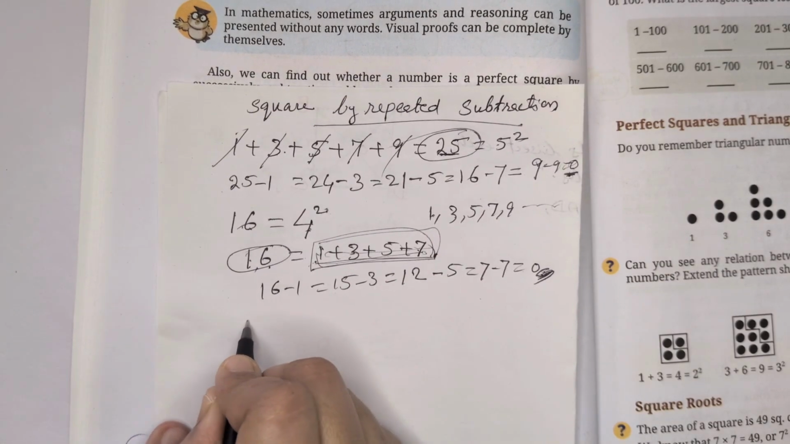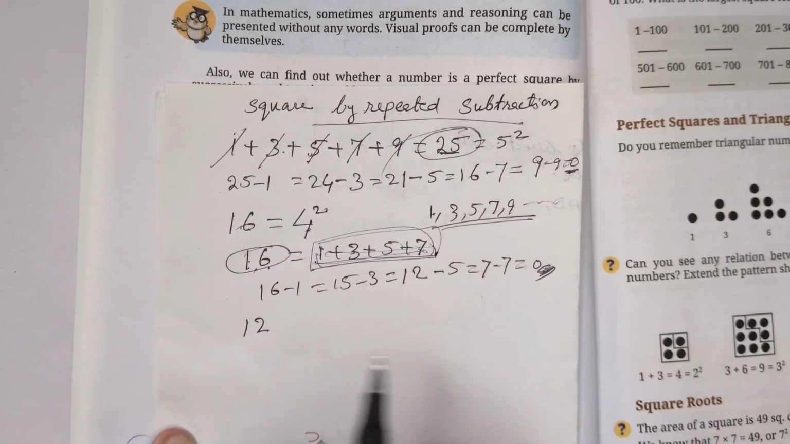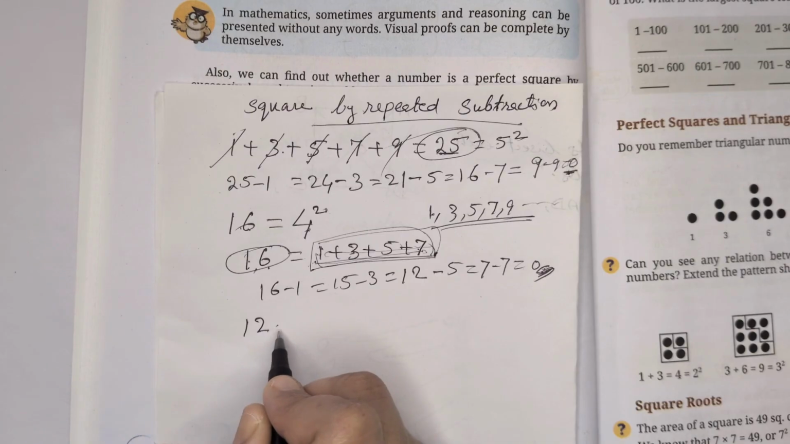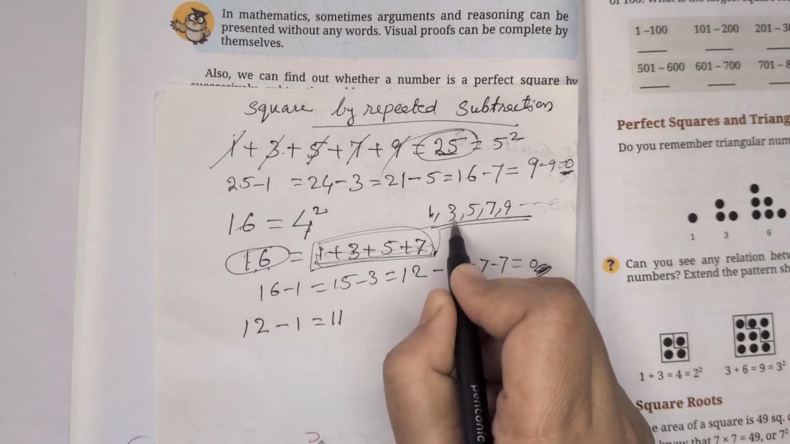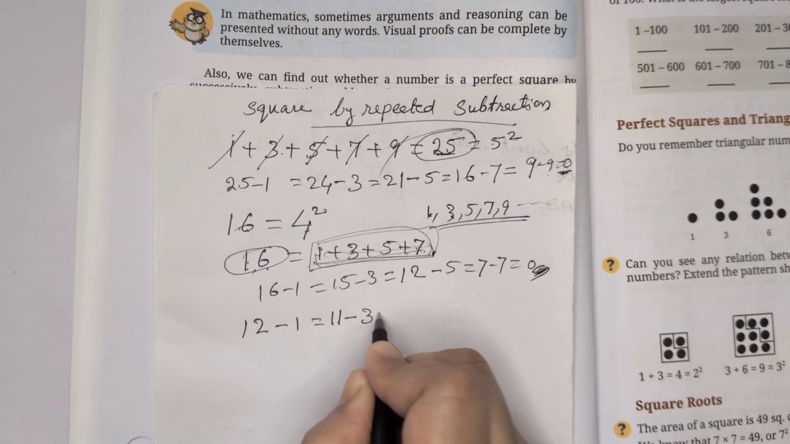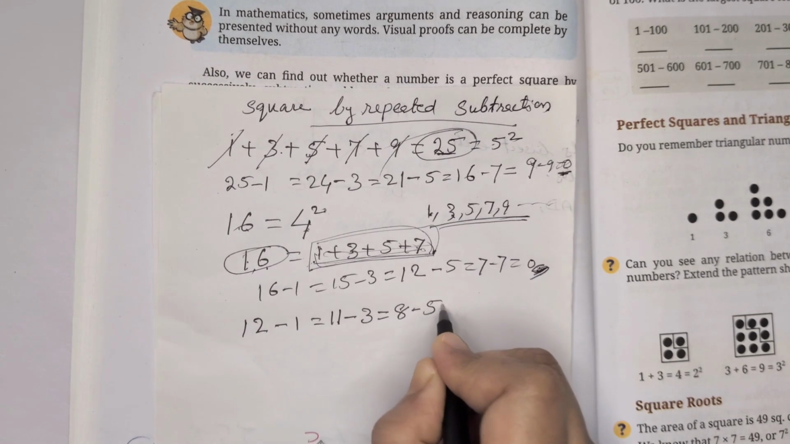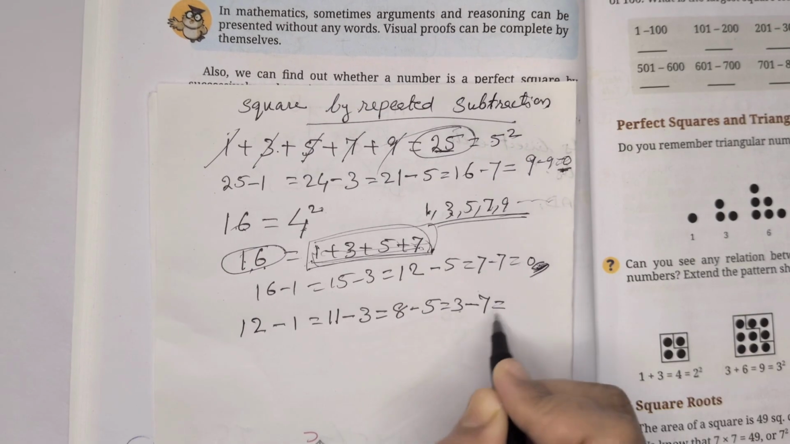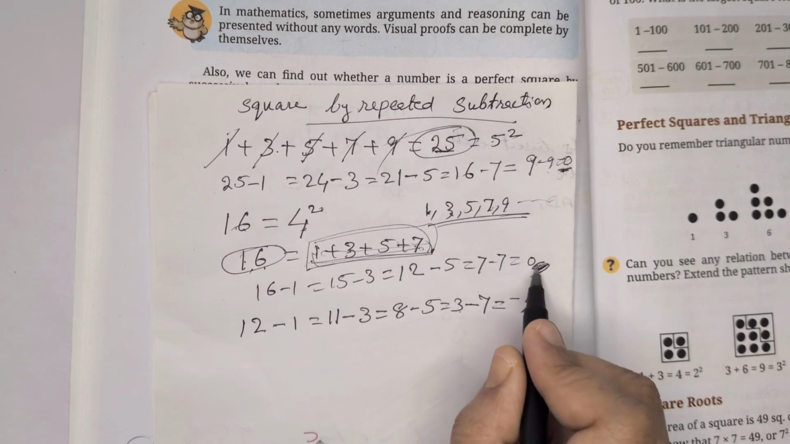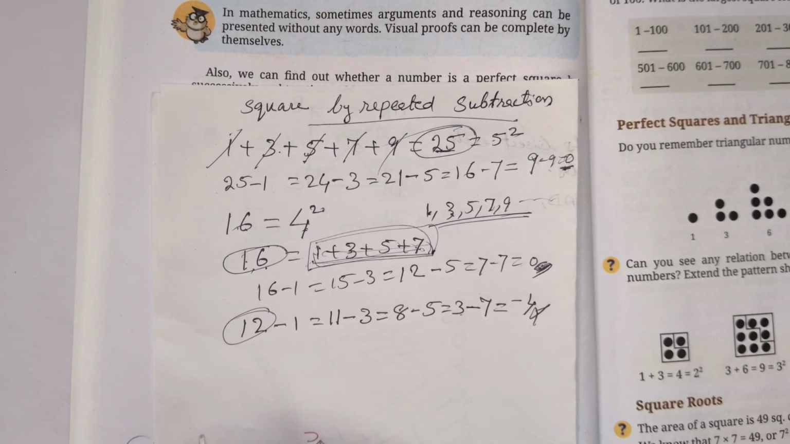Another example, if we are taking 12, we know the odd numbers are this. Just check whether 12 is a perfect square or not. For that, first we have to subtract the first odd number 1. We will get 11. Then the next odd number 3. Minus 3, it will come 8. Then the next odd number 5. 8 minus 5, 3. Next odd number 7. We cannot subtract 7. If we subtract 7, it will come minus 4. So we are not getting 0, which means this 12 is not a perfect square.